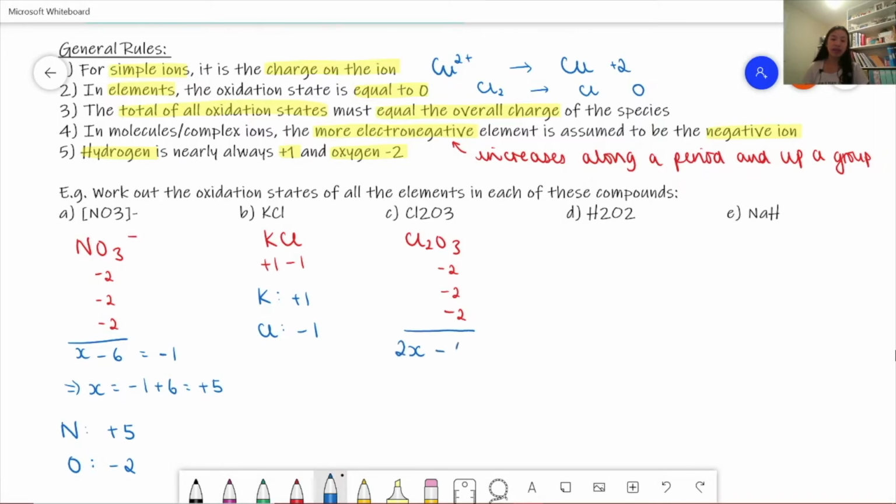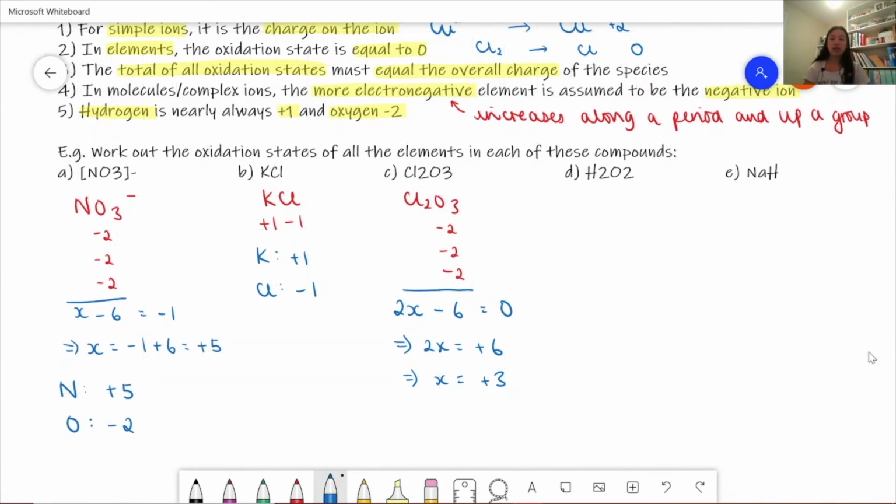And then we have 2x - 6 is equal to 0 because it's neutral. And so rearranging this, we have 2x is equal to +6, and so x is equal to +3. And so now we know that the oxidation number of chlorine is +3, and for oxygen is -2.